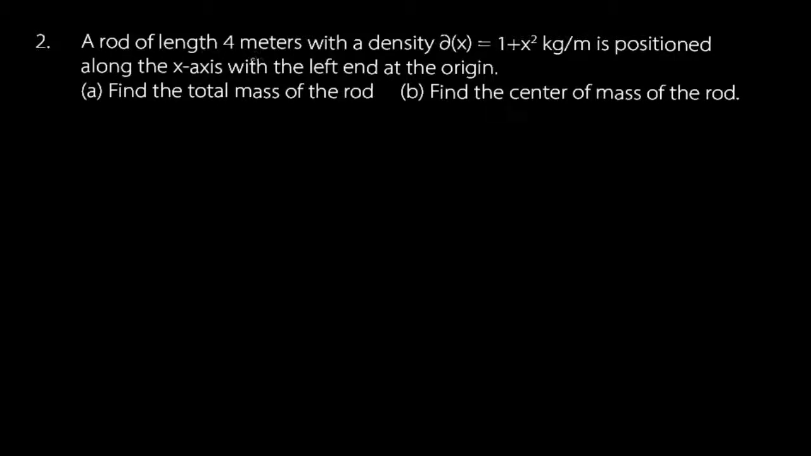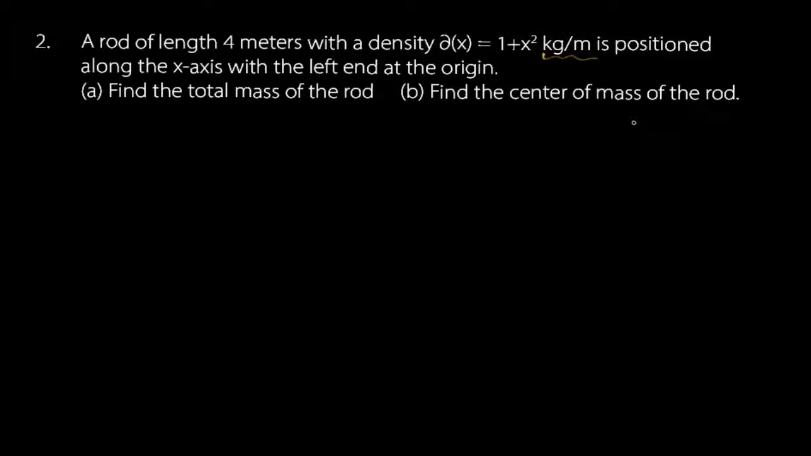A rod of length 4 meters with the density given by 1 plus x squared kilograms per meter, so this is the unit of your density, is positioned along the x-axis with the left end at the origin. Now we're told to find the total mass of the rod and to find the center of mass of the rod.